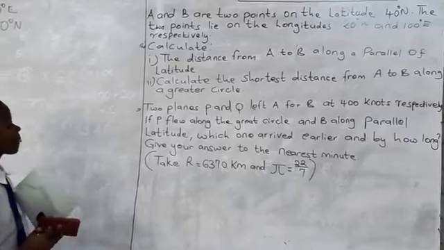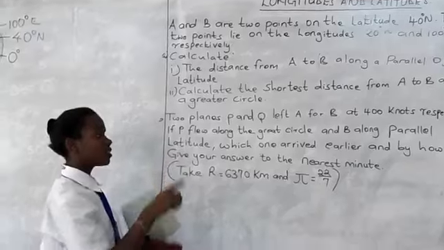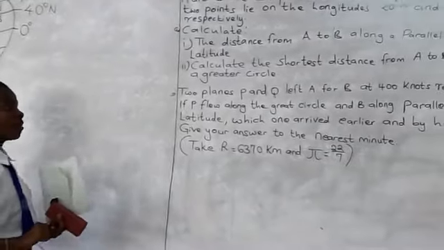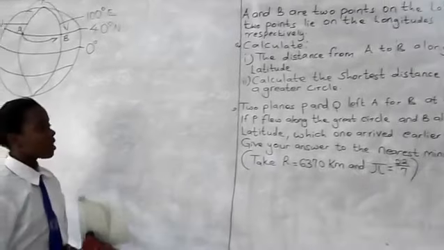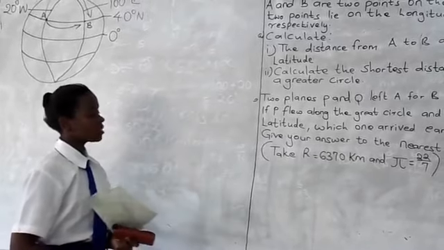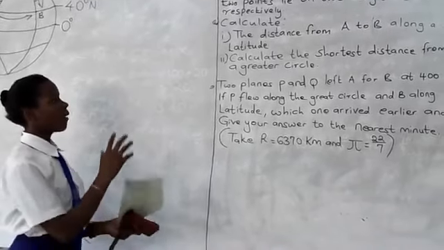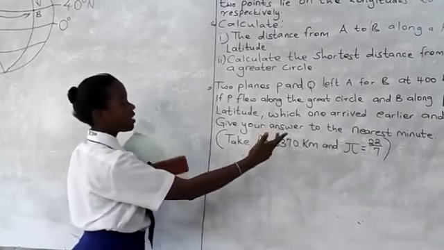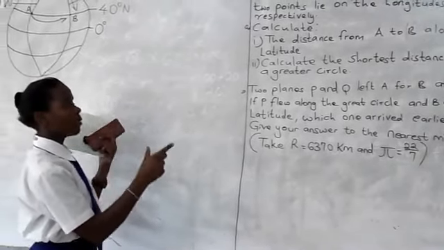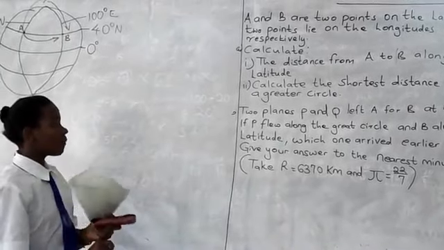That one is question B. We've been told 2 planes P and Q left A for B at 400 knots respectively. If P flew along the great circle and Q along a parallel of latitude, which one arrived earlier and by how long? Give your answer to the nearest minute. Take R to be 6,370 kilometers and pi to be 22/7. Now here, you already found the distance they took from A to B using both the great circle and the line across the parallel of latitude.